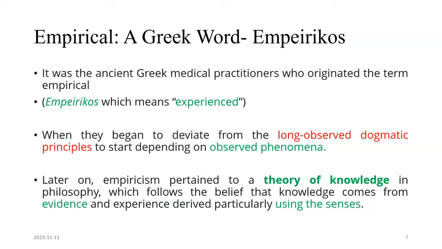Basically, the word empirical is from Greek terminology, from empirikos, which means experienced. Instead of long-observed dogmatic principles, the Greeks shifted to observed phenomena, which they called a theory of knowledge, and they applied the senses as evidence. What you look at, what you feel, what you see, what you hear. These evidences are considered part of their experiments, and based on that we can establish some knowledge.